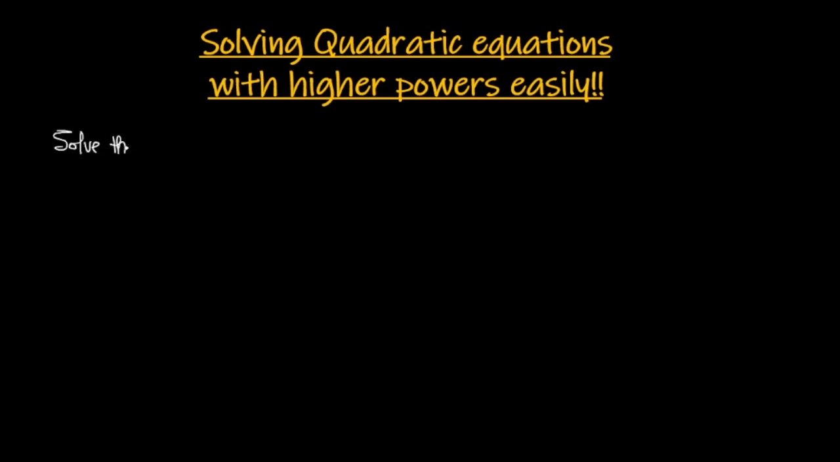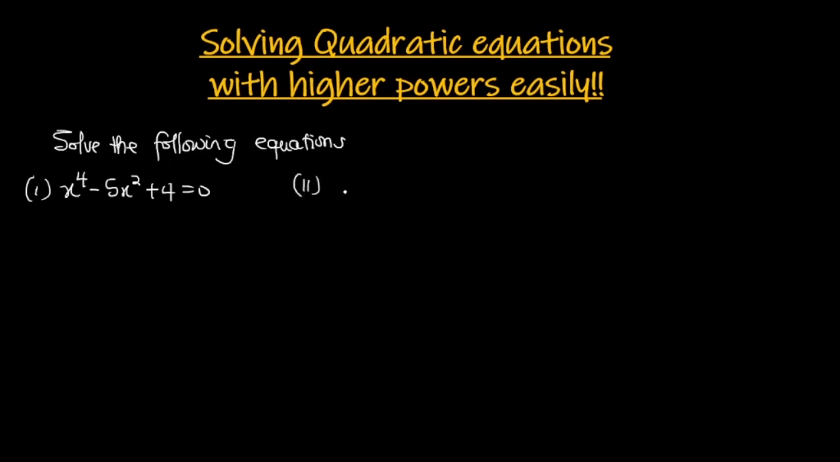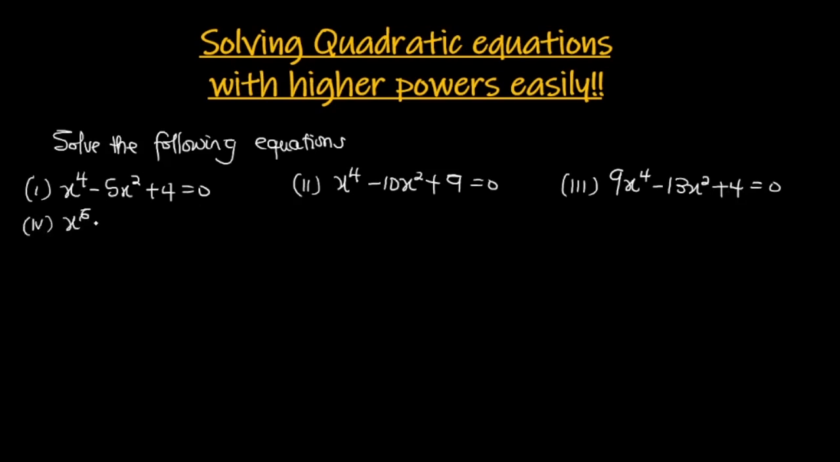So let's solve the following equations. We have x raised to the power 4 minus 5x squared plus 4 is equal to 0. We have x raised to the power 4 minus 10x squared plus 9 equals 0. Then we have 9x power 4 minus 13x squared plus 4 equals 0. Then we have our last expression, x power 6 minus 9x cubed plus 8 is equal to 0. Alright, so let's go ahead and tackle these problems to see how we solve them much more easily.